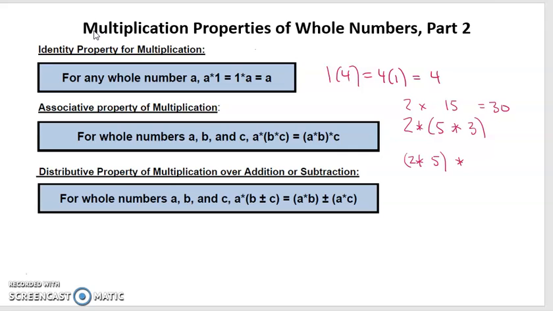Times 3. 2 times 5 is 10, times 3 is 30 as well. So the order in which you group the whole numbers does not change the outcome.